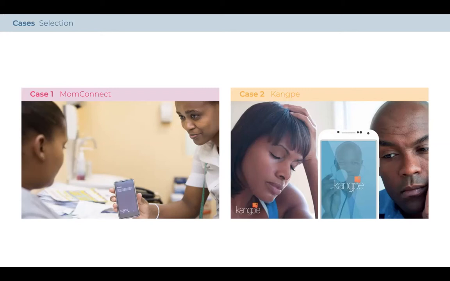And the second case is Kangpe, a platform that allows Africans to contact doctors remotely. Like Mom Connect, it is a mobile platform, but it's a lot more general, so it doesn't have a specific target group or is dedicated to a certain disease, and it is not free since it comes from a private startup.